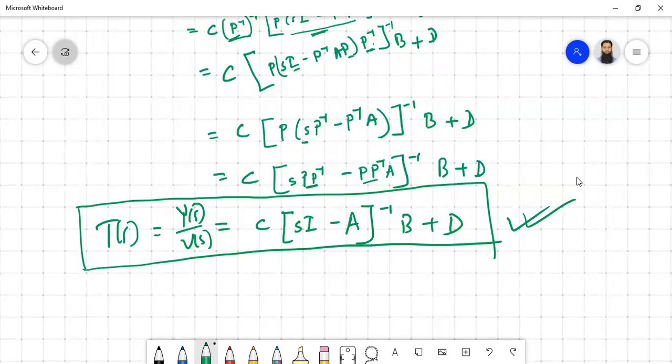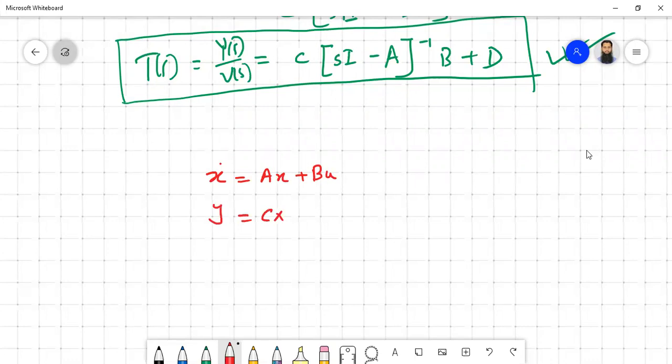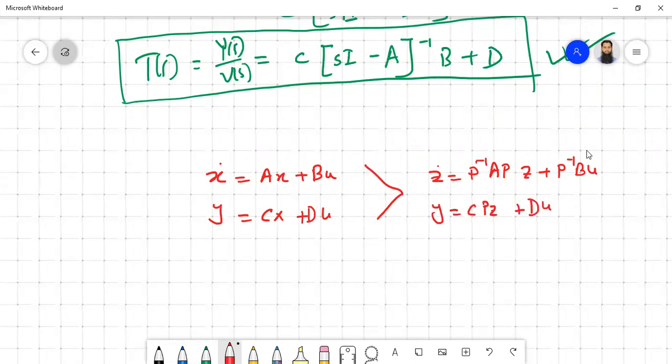Okay, now let us look at the next idea. Whatever we have learned or summarized so far from this background is that for the similarity transformation, if x dot equals ax plus bu, with output equal to cx plus du, then if you want to transform it to z, it will be something like this: z dot equals p inverse a p z plus p inverse b u, and y equals c p z plus d u. So these are not changing at all.